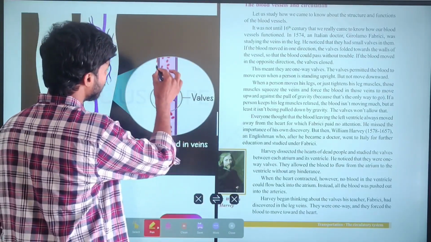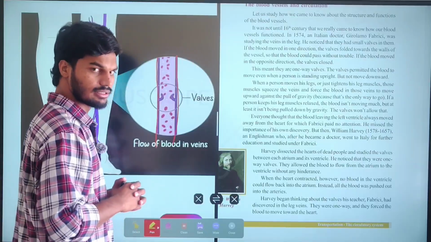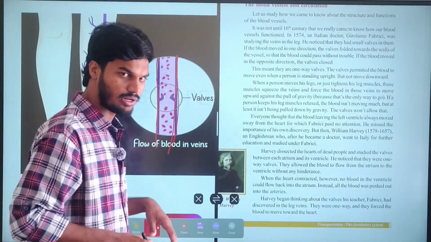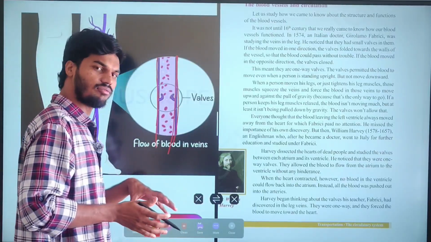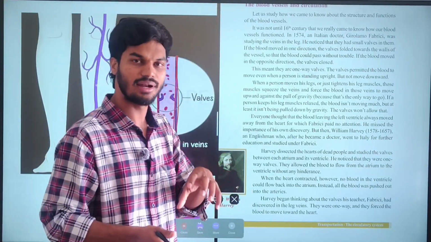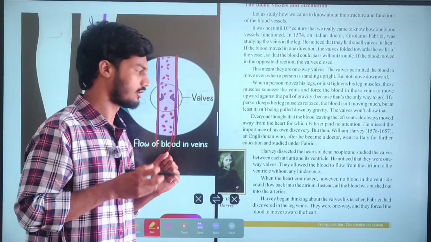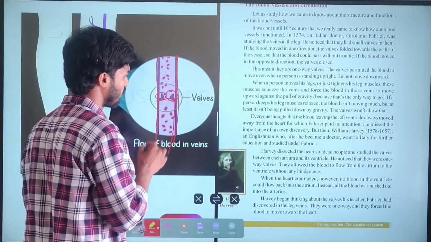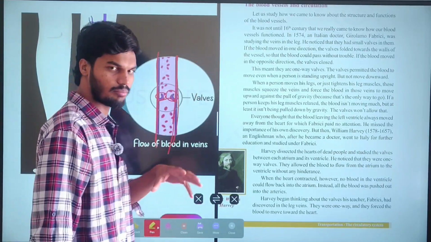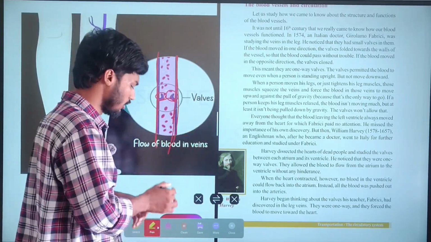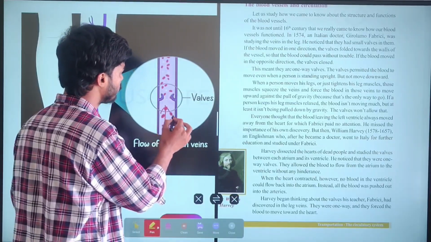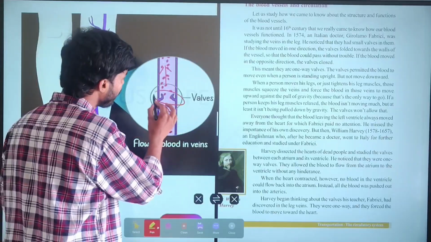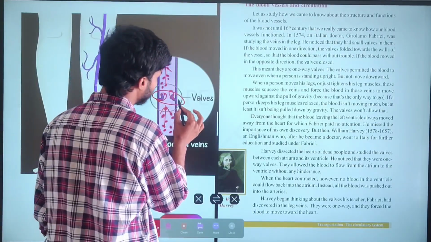Look here. These are the arteries. These are the veins, which connect to all our body parts, and the function of the veins is to collect the deoxygenated blood from the body parts and bring it to the heart. So during collection, he observed that blood flows in a single direction, that is unidirectional, and he found that there were valves present in the veins.